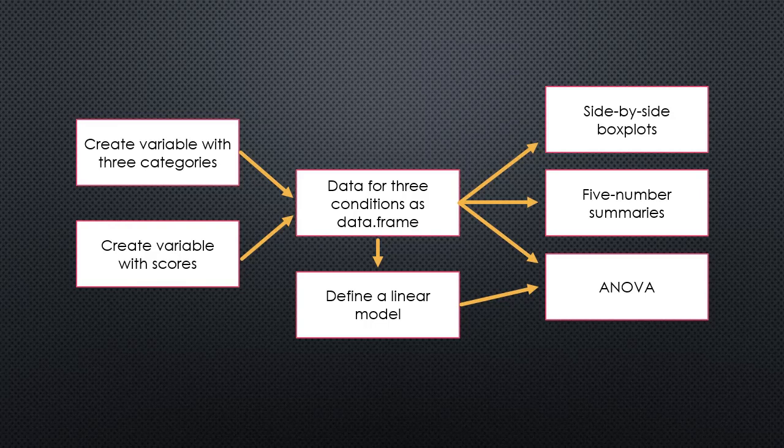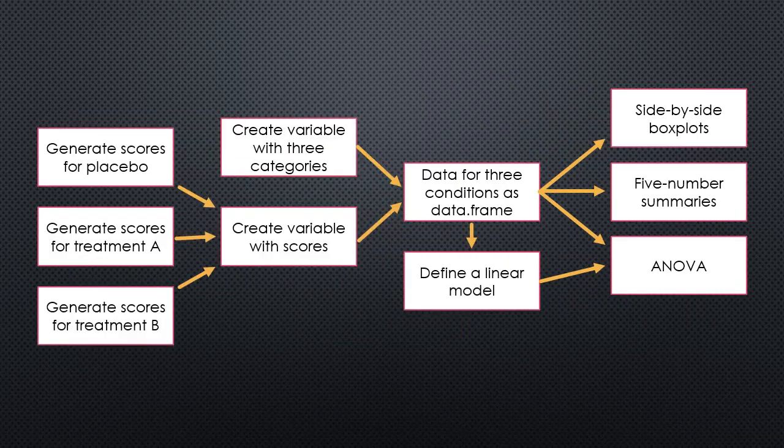What comes before this? Let's keep going backwards. Well, we're going to have to create those variables with 3 categories, right? And we're going to have to create those variables with scores. That's really what comes before this. So in order to create our variable with scores, we have to generate scores for the placebo condition, for treatment A, and for treatment B.